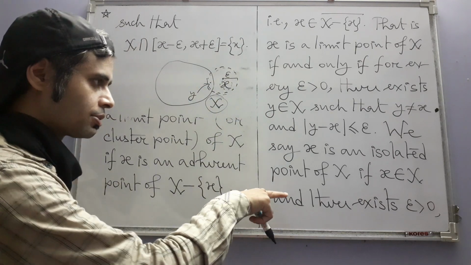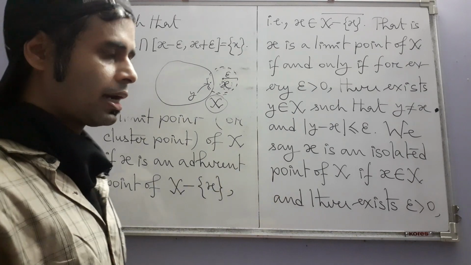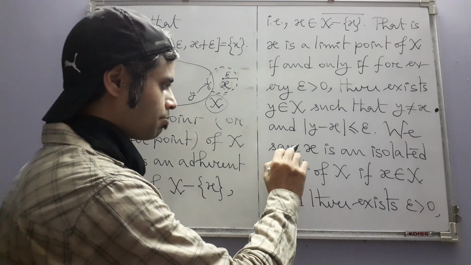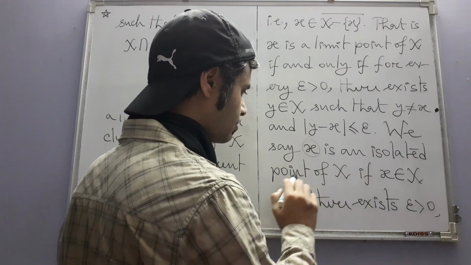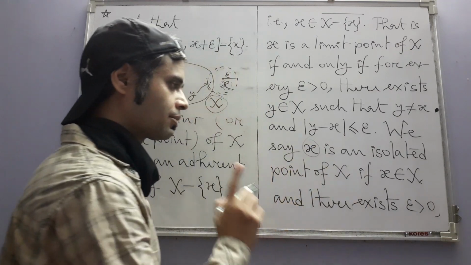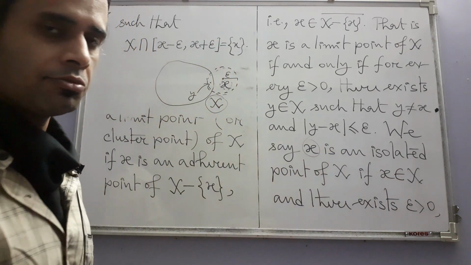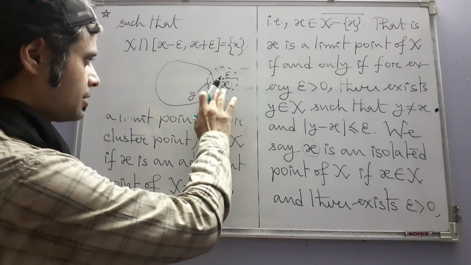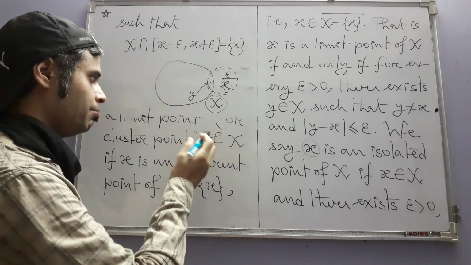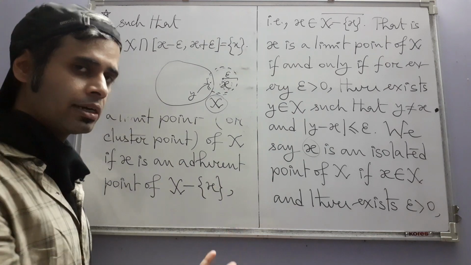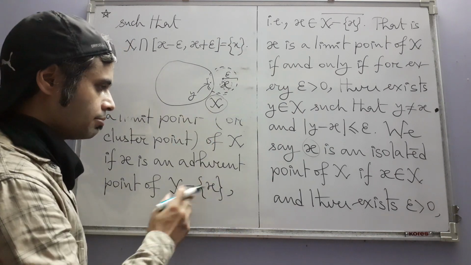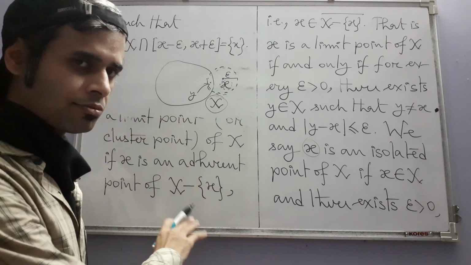However, let us now concentrate on this other notion of isolated points. A point x is said to be an isolated point of X if, first of all, x is an element of X. That is not necessary for a limit point. A limit point may be an element of X, may not be an element of X. Both the possibilities are there. I have already said so.